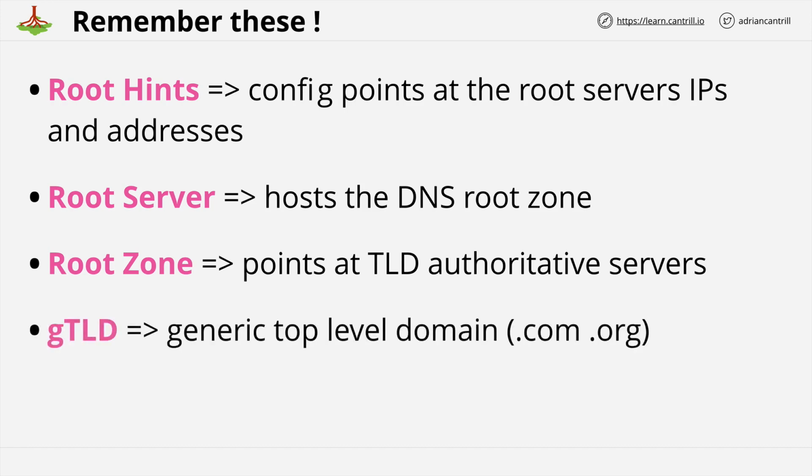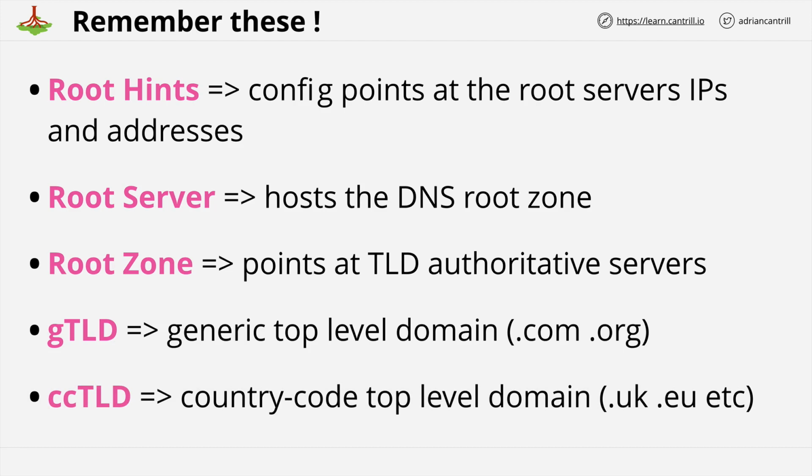We've got GTLD, which is a generic top-level domain, examples being .com and .org, and then CCTLD, which are country code top-level domains, and examples of this are .uk and .eu. So that's everything I wanted to cover in this lesson.